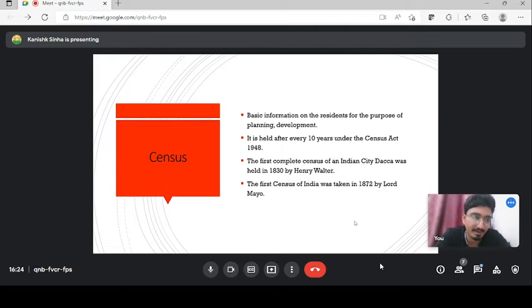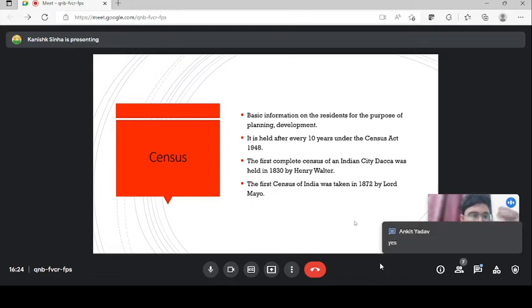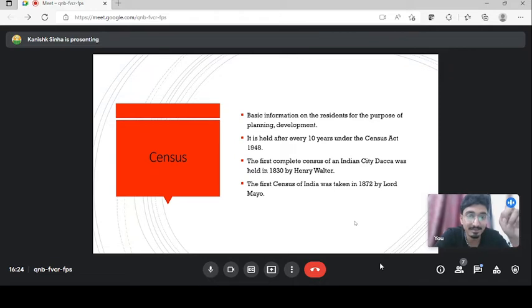I hope my speed is okay and you are able to write it up in your notebook, that the first census of India was done in 1872 by Lord Mayo, and the first complete census of an Indian city. There is a distinction between the two, guys. The first Indian city census was done in 1830 by Henry Walter, and that of the complete India was done in 1872 by Lord Mayo, and it is done according to the Census Act 1948. Next slide.